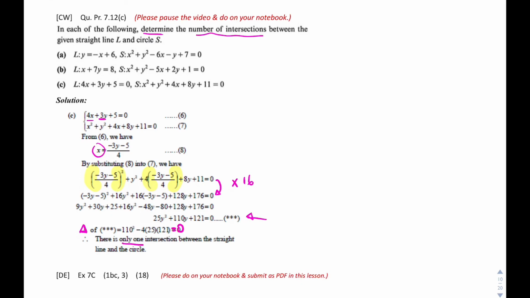Now, please spend some time to finish the daily exercise. Just 3 questions. Try to do it yourself and submit in this lesson.